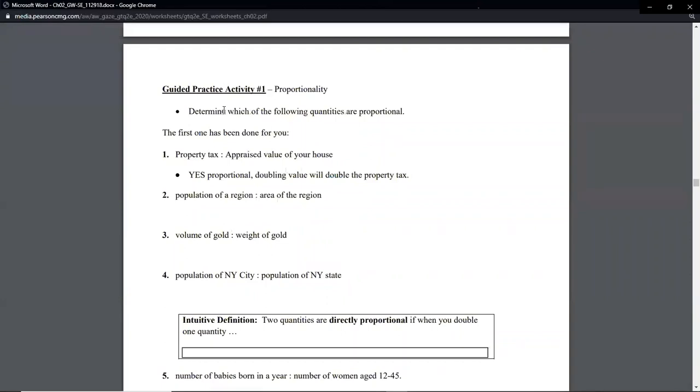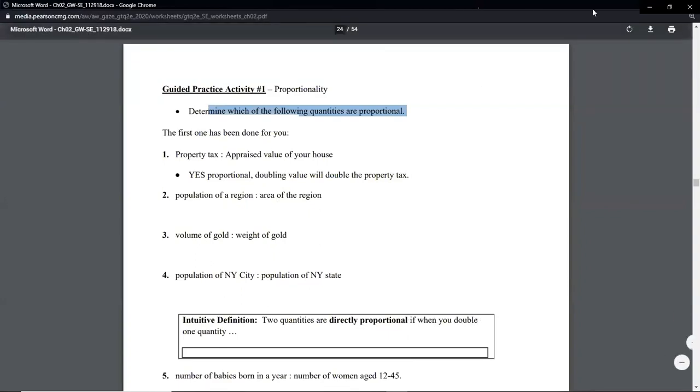All right, side discussion aside, determine which of the following quantities are proportional. Now this down here, this intuitive definition, I'm not going to make that a question for someone to answer. Two quantities are directly proportional if when you double one quantity, the answer to that was literally just in the notes on the other screen. If you double one quantity, the other must double as well. That's what it means for two things to be proportional.